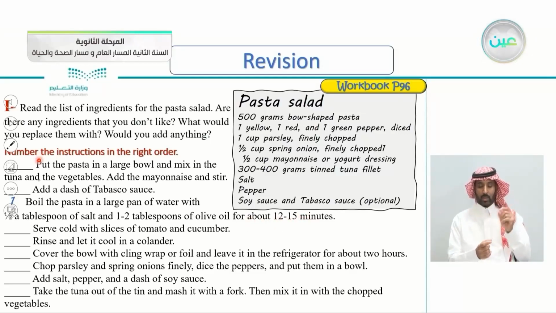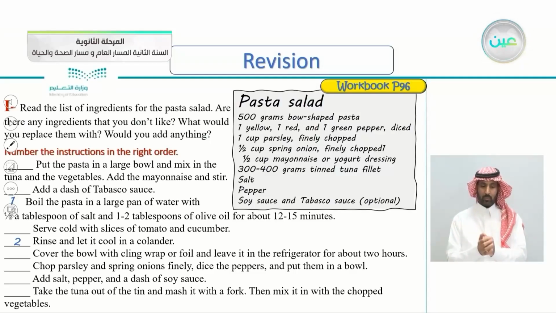So read the rest of the steps here and try to come up with the second step, the third step, fourth, fifth, and so on. Of course, we have 9 steps here, and this is the first one. So what would be step number 2? Step number 2 would be, yes, rinse and let it cool in a colander. So we'll be rinsing it and letting it cool in the colander.